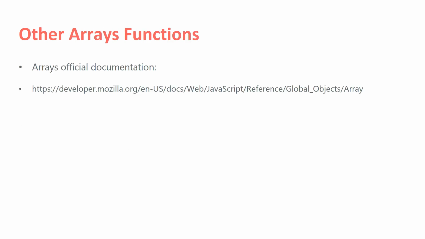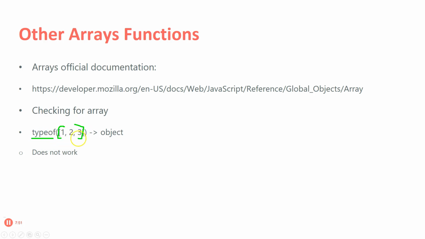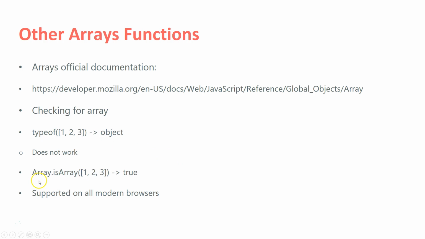Here you can find the official array documentation, and you can go through it and review even more functions that you might need. Let's review some checking for arrays. So if I say typeof and here provide an array, what I actually receive as a result is object. And you can see that it's not quite working because, well, yes, this is an object, but that's not exactly what I needed.